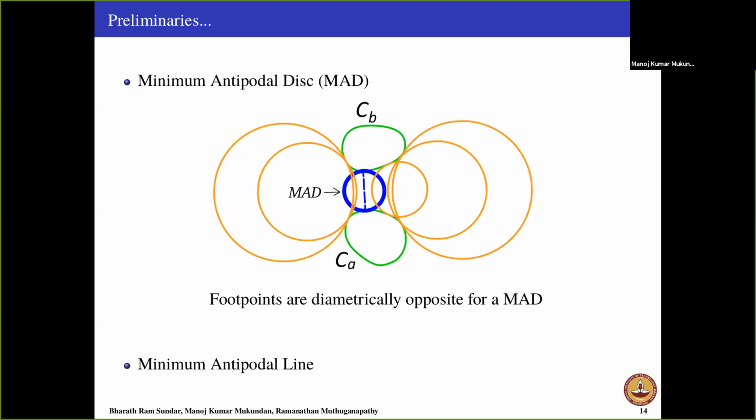So among the touching disks shown between these two curves, the one with the minimum radius is called the minimum antipodal disk, which is highlighted in blue color. They are antipodal because the touching disk foot points are diametrically opposite, and the line connecting these foot points is shown in dashed line. It is called the minimum antipodal line.